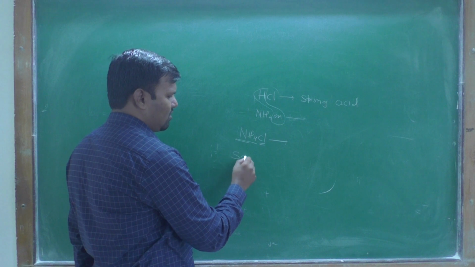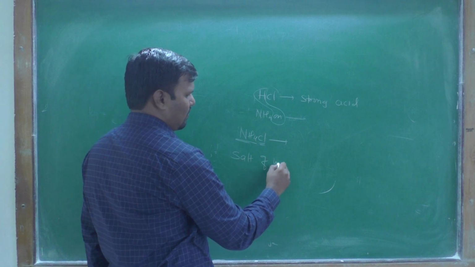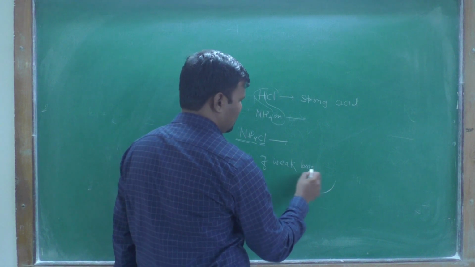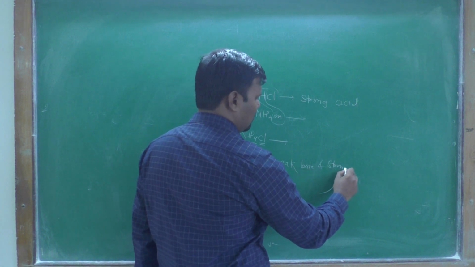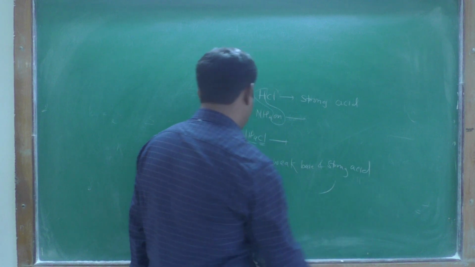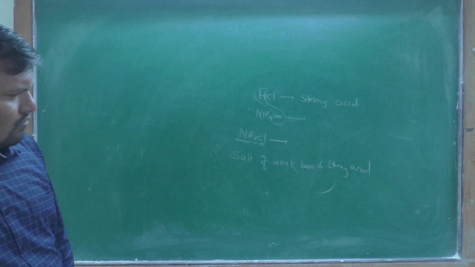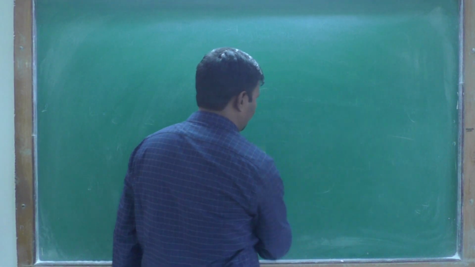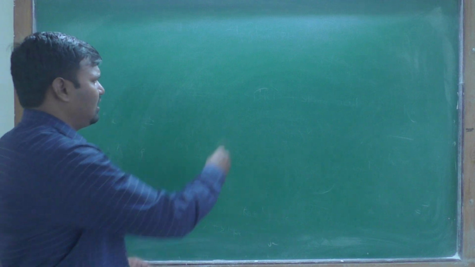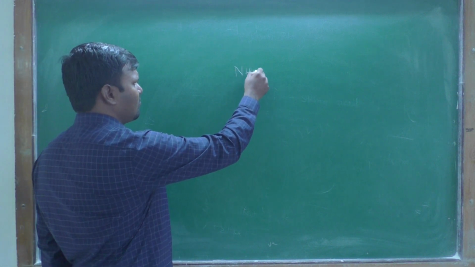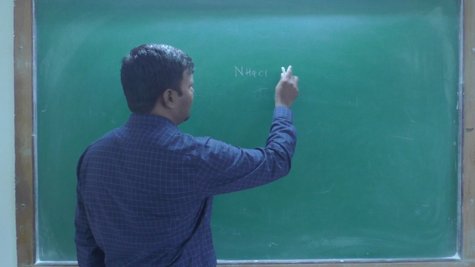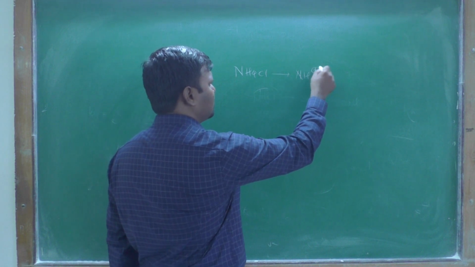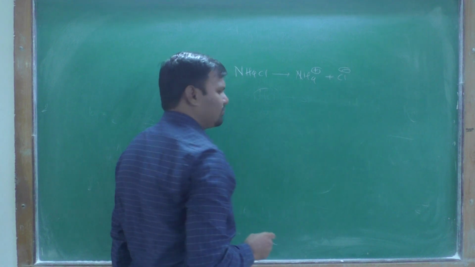Therefore, that salt is called a salt of a weak base and a strong acid, or a salt of a strong acid and a weak base. In this lecture we will study the hydrolysis of NH4Cl. When NH4Cl is added to water, it gives NH4 plus and Cl minus.